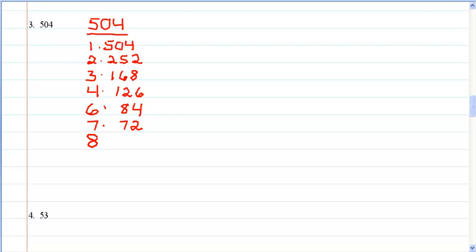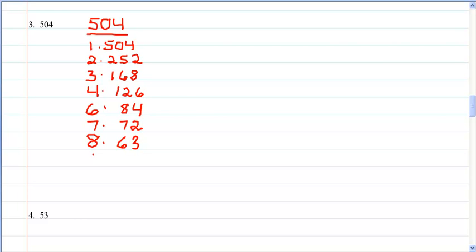The next number to check is 8. And I know that 8 will work because half of 8 is 4, and 4's pair is even, and since 126 is even, I just take half of it, which is 63.